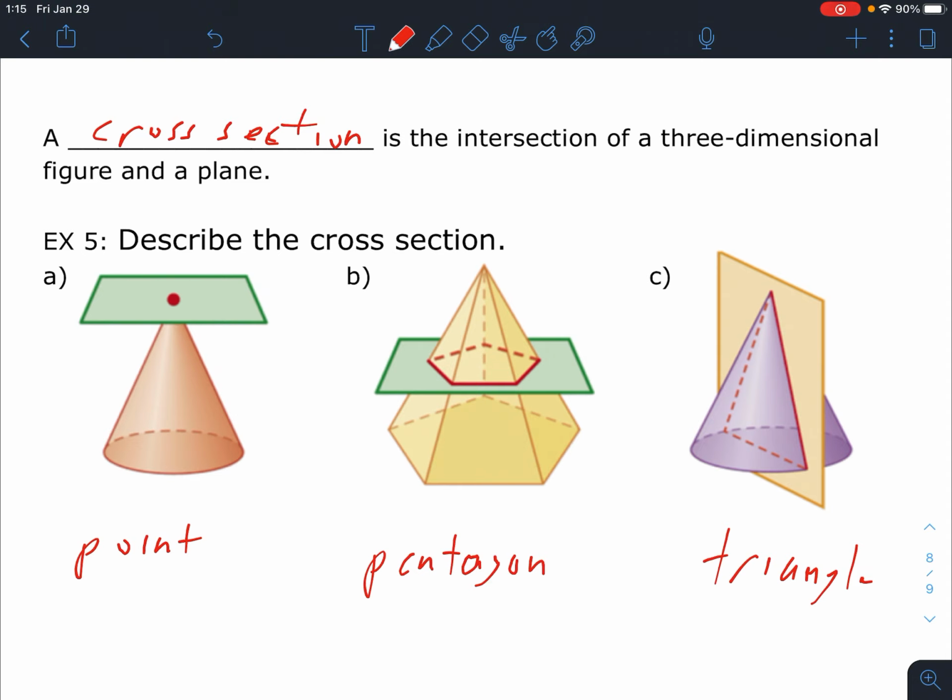All right, that's it for our opening into three-dimensional figures. Next time we'll come back and we'll start learning how to find the surface area of these figures.